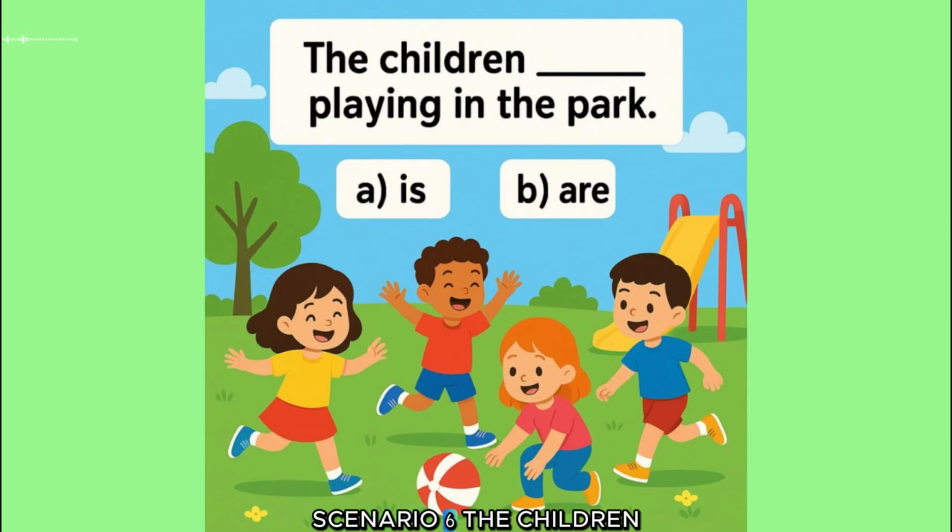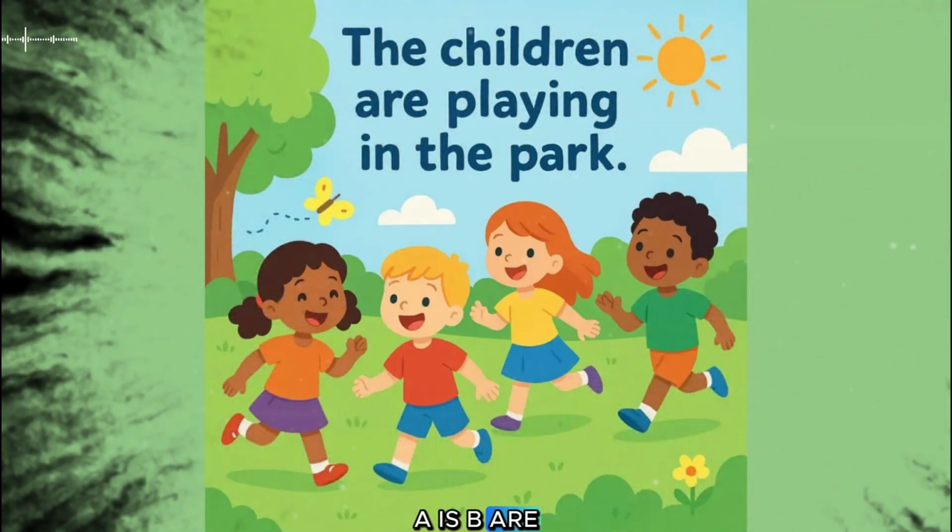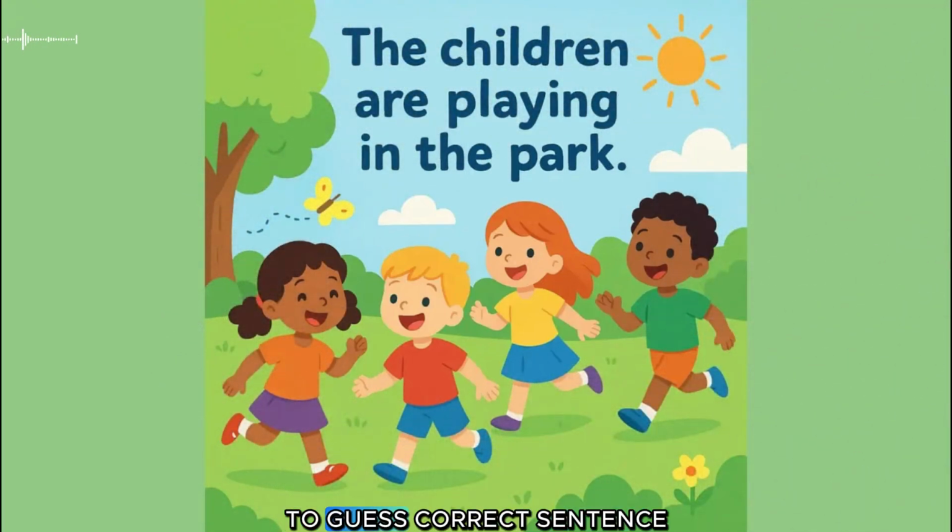Scenario 6. The children blank playing in the park. A: is, B: are. Take a few seconds to guess. Correct sentence: The children are playing in the park.